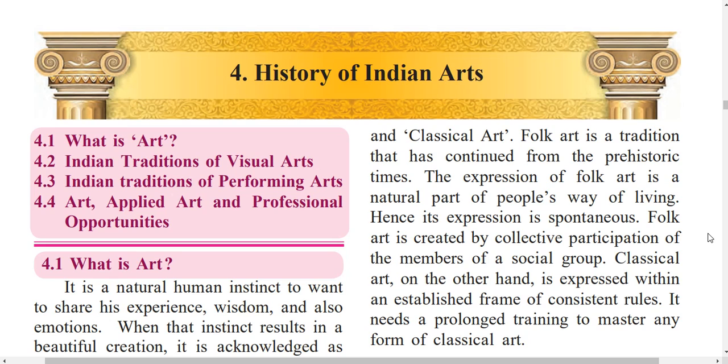Hi students, now we will read the fourth chapter, History of Indian Arts. This is from the book of History, class 10th, Maharashtra board. It has four sections. 4.1 What is art? 4.2 Indian traditions of visual arts. 4.3 Indian traditions of performing arts, and 4.4 Art, applied art and professional opportunities. So now we will start with section 4.1.